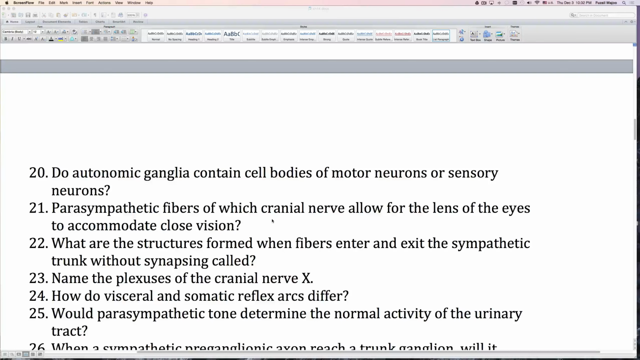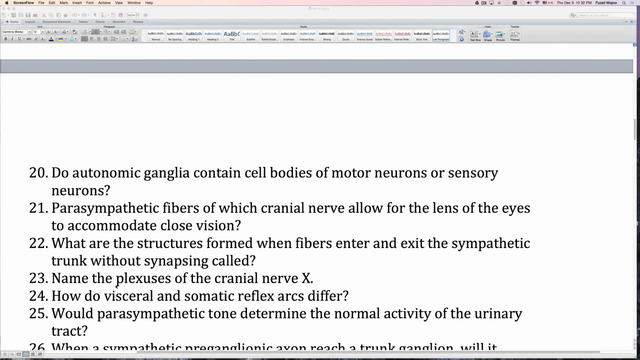Number 22. What are the structures formed when fibers enter and exit the sympathetic trunk without synapsing called?